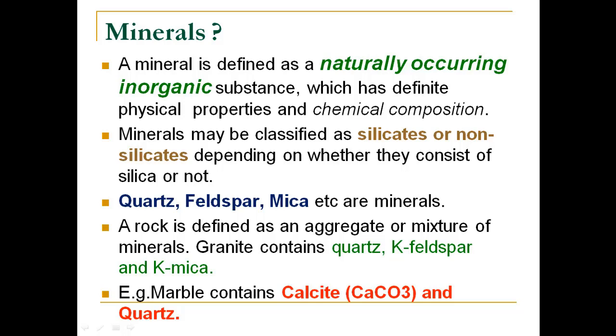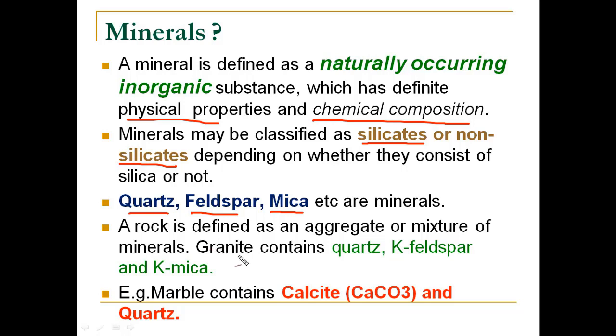A mineral is defined as a naturally occurring inorganic substance which has definite physical and chemical properties. Please do remember, the minerals present in the rock are not organic, they are inorganic in nature. Minerals may be classified as silicates or non-silicates. It depends on whether they consist of silica or not. There are 5 important types of minerals present on the earth crust in various proportions in different rocks: quartz, feldspar, mica, calcite and clay. A rock is defined as an aggregate or mixture of different proportions of minerals.